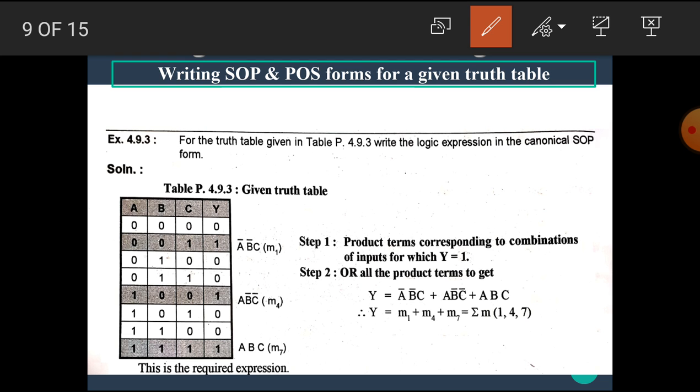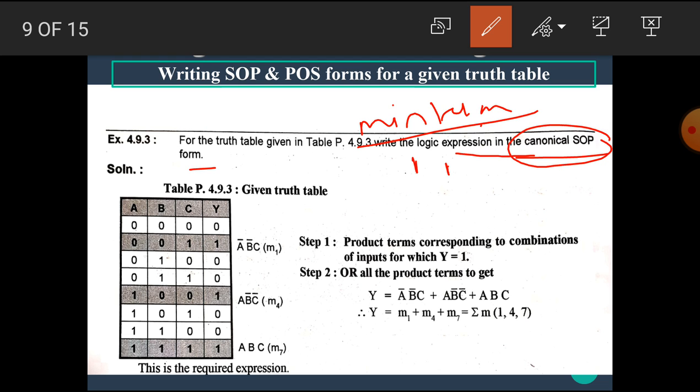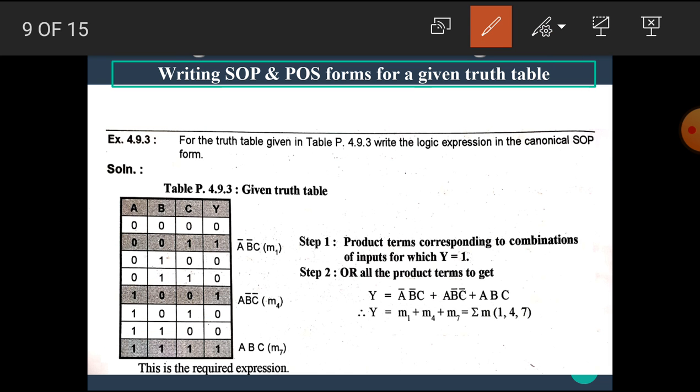For the given truth table, write the logic expression in canonical SOP form. In canonical SOP form, that means we have to write minterms, and we write the minterms for the output 1 only. For the output 0, we ignore this condition. That means we ignore this condition, and we have to write outputs for this condition and this condition. I hope you all understand.